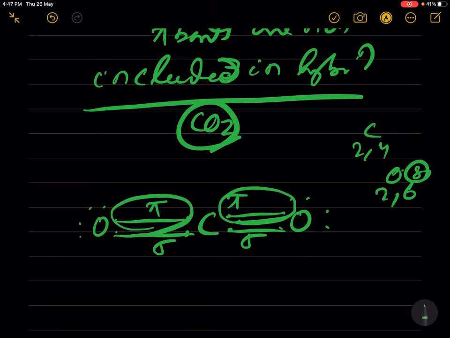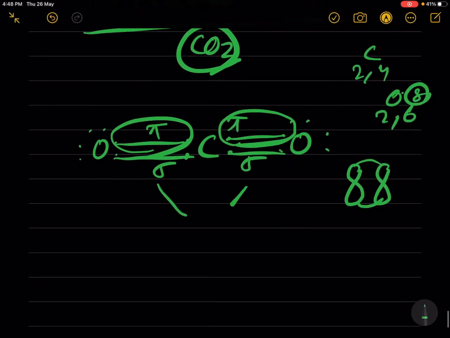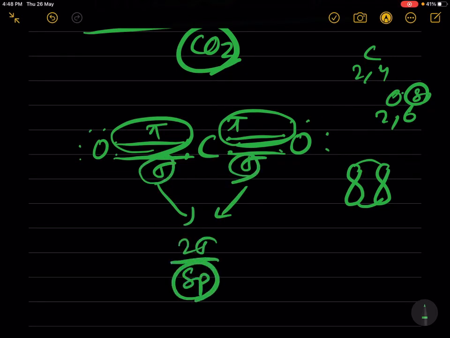Pi bond is due to sidewise overlapping of p orbitals. So sigma bonds are included in hybridization. There are 2 sigma bonds. As there are 2 sigma bonds, the type of hybridization is sp.